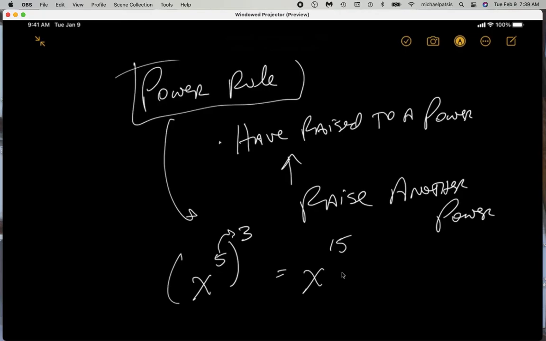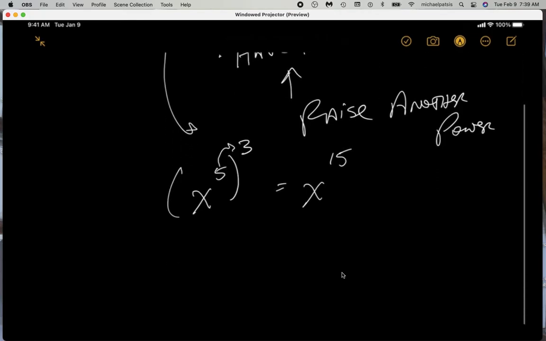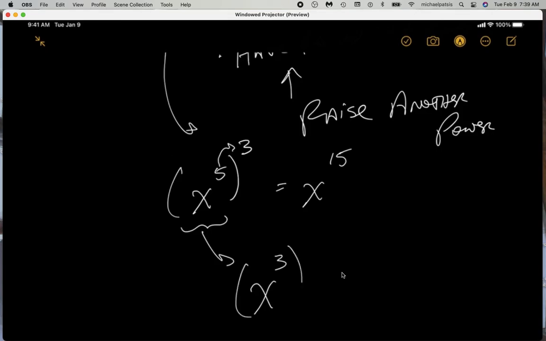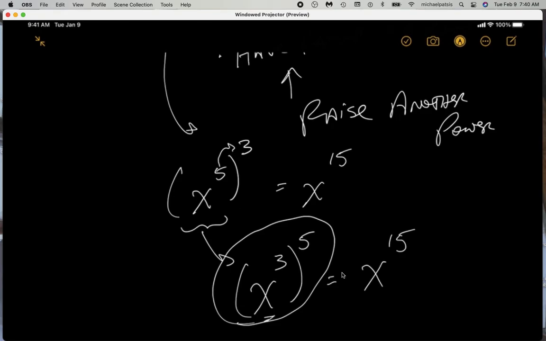Now remember what we spoke about earlier. Multiplication is commutative. Therefore, this is no different than x to the 3rd raised to the 5th power. You are going to get the same answer. And sometimes it helps you to change this into x to the 3rd. And you'll see that as we move through examples.